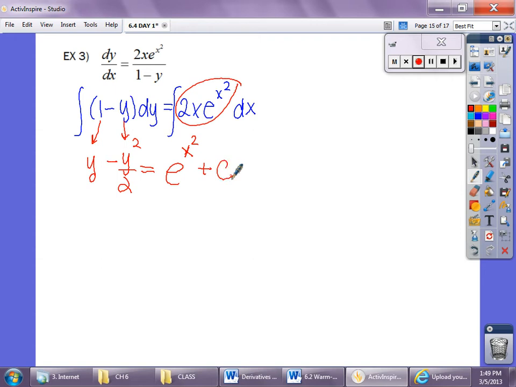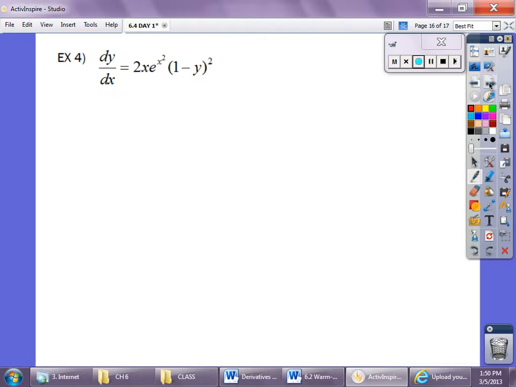And this one I'm actually not going to have you solve for y. It's a quadratic function, a quadratic relation. Therefore, to solve for y, you would have to use the quadratic formula. We're not going to go through that. Letter number 4. Separate.